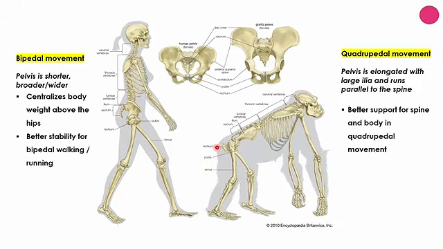Whereas this gorilla has to have its weight distributed in such a way that it can support a knuckle stance or a quadrupedal locomotion. And this pulls on the spine. So in order to support the spine, you have that elongated pelvis that runs more parallel to the spine and supports it in this knuckle walking position.